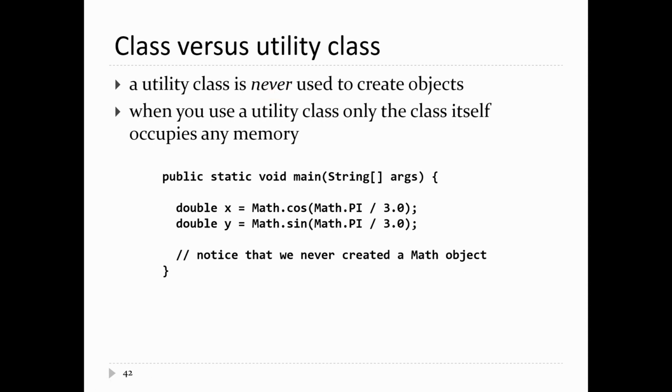Utility classes are never used to make objects. All you're using the utility class for is to call methods and to use some fields that belong to the class. So when you use a utility class, the only thing that takes up any memory is the class itself. There are no objects made using the class. For example, when you use the math class to compute the cosine and the sine of an angle, you never make a math object.